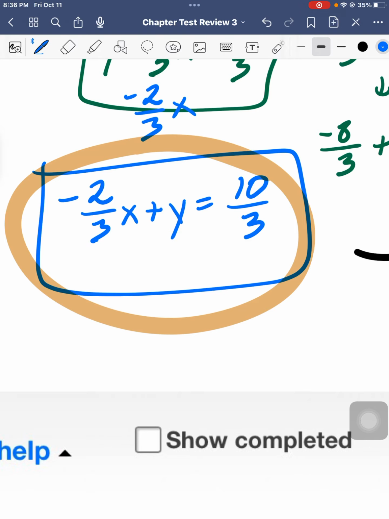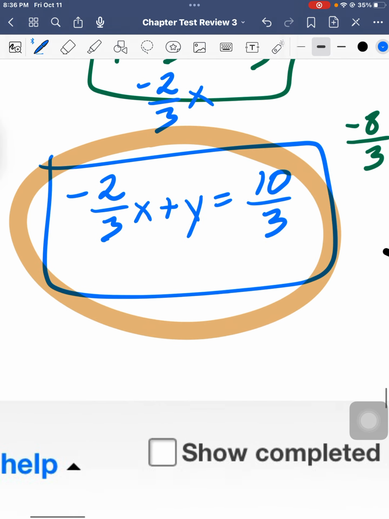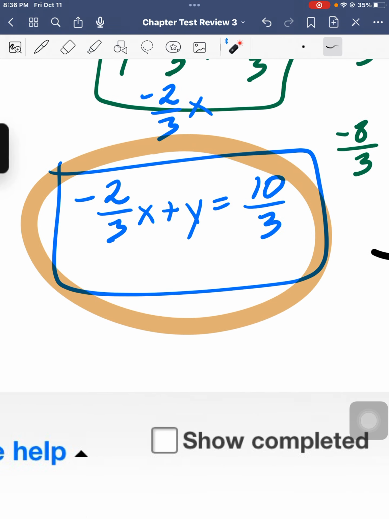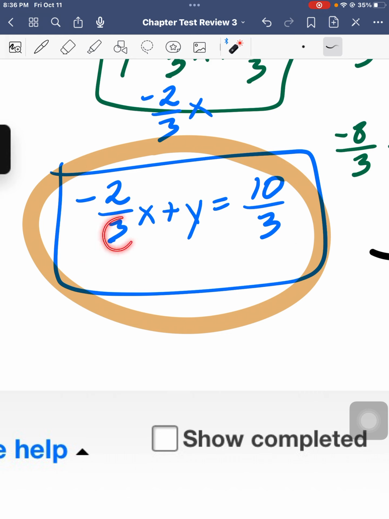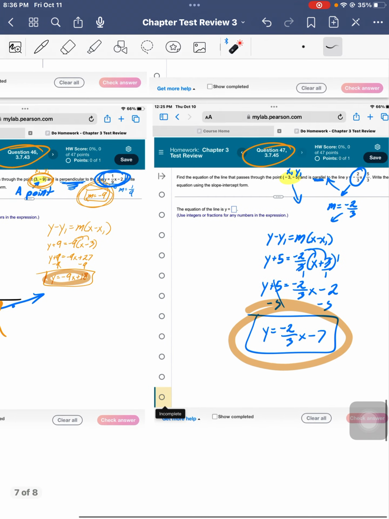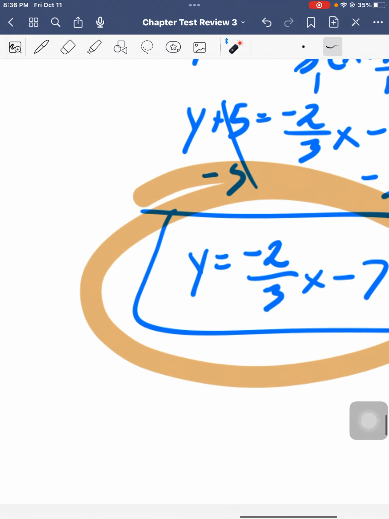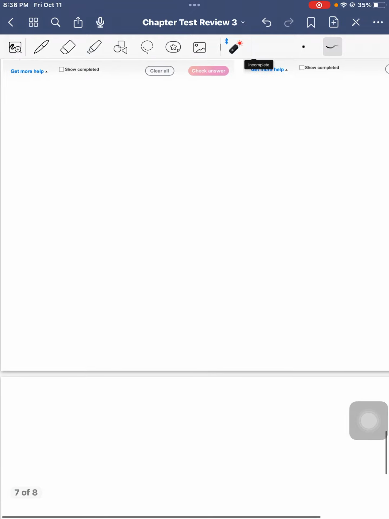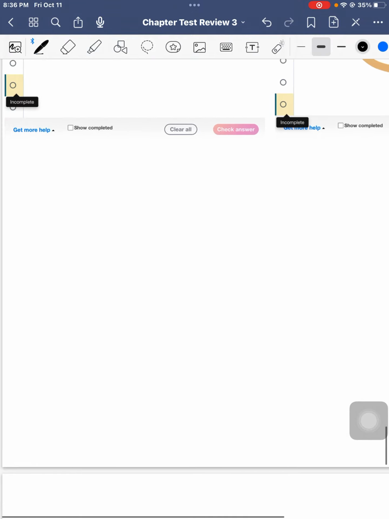So all you have to do for all the answers on the OneNote that have fractions in standard form is multiply the whole thing by the least common denominator. So 3 and 3. Okay. Is there any more like that? Okay, this one's fine because it's in slope-intercept form. That's fine. So I'm gonna write 2 examples here.